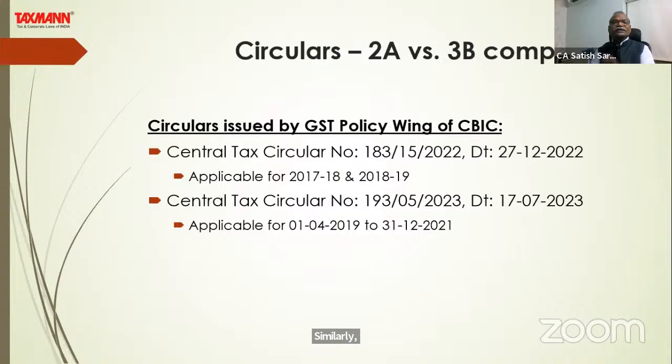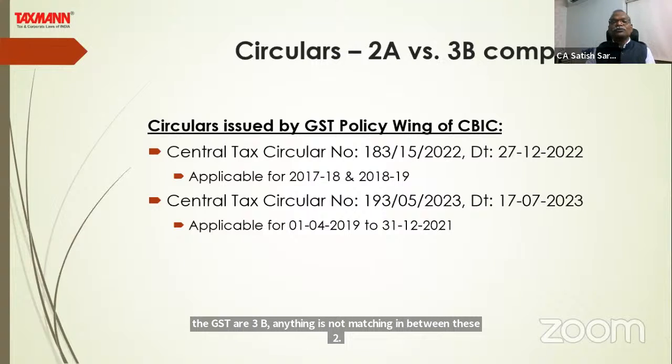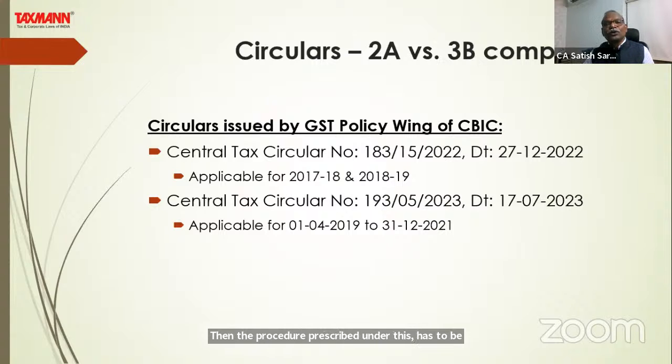Circular number 183 is applicable for the years 2017-18 and 2018-19. And circular number 193 is applicable for the period 1st April 2019 to 31st December 2021, because this section is brought from 1st January 2022. So till 31st December 2021, if anything is not matching between GSTR 2A and GSTR 3B, then the procedure prescribed under this circular has to be followed by the recipient of the supply to claim the input tax credit.